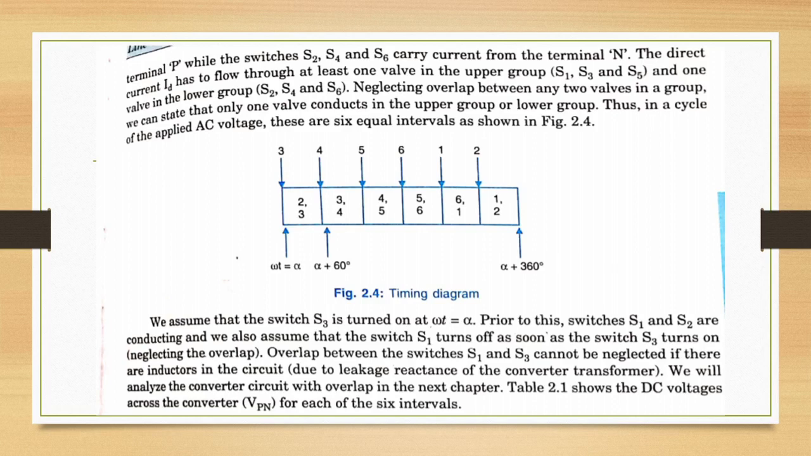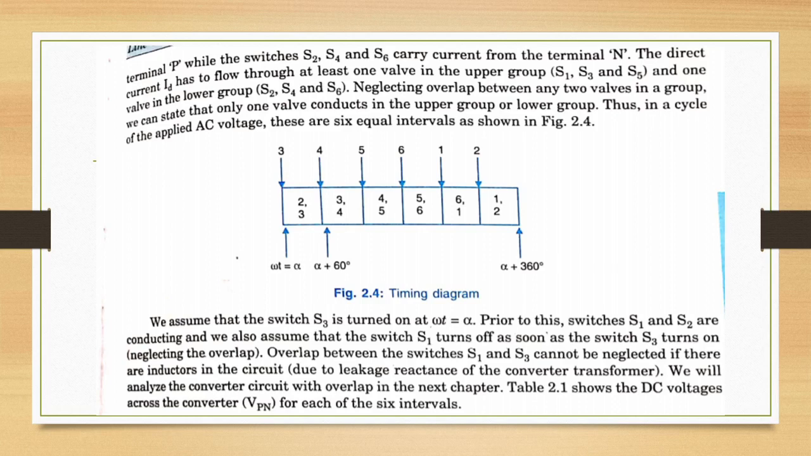Current can flow only in one direction through the thyristor switch, that is from anode to cathode when it is turned on. So switches S1, S3, S5 will carry current towards the terminal P, while switches S2, S4 and S6 will carry the current from terminal L. So direct current ID has to flow through at least one valve in the upper group and one valve in the lower group. The upper group will be S1, S3, S5 and the lower group will be S2, S4, S6.